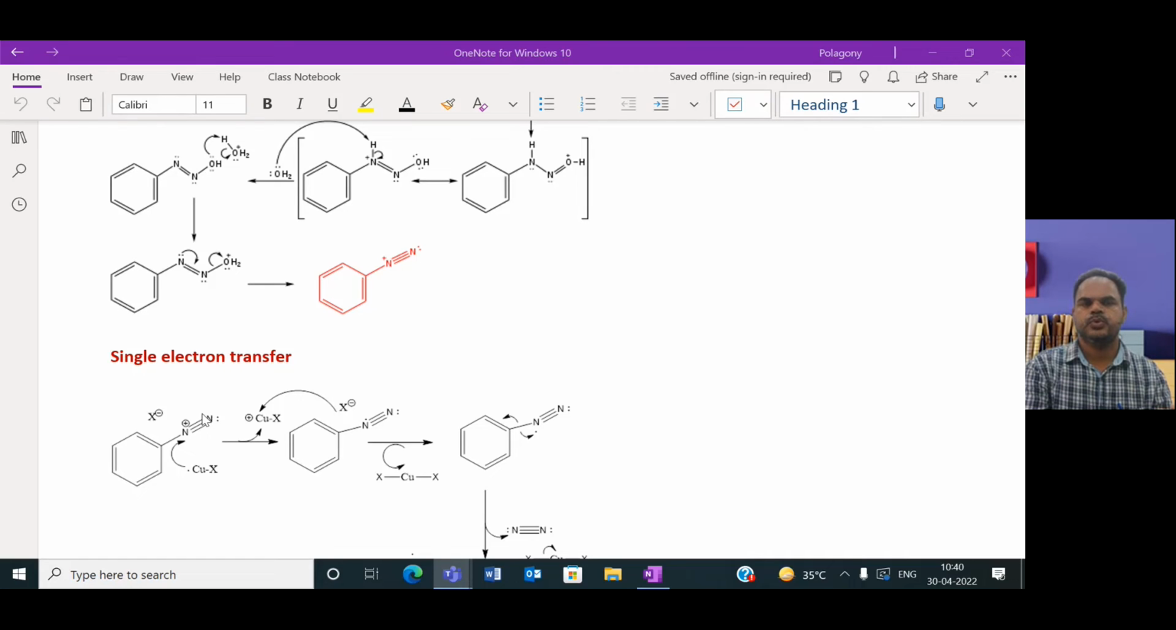So when this cuprous chloride attacks the diazonium group, it abstracts the chlorine to form cupric chloride. When the cupric chloride interacts with this diazonium group, the diazonium group undergoes homolytic fission.